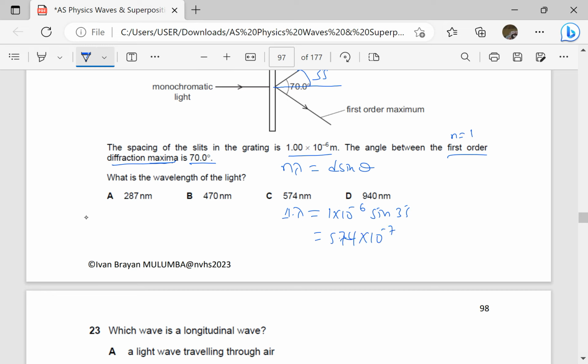The answers have been quoted as nano, but even if I don't change to nano, I see that the answer will be C. Because when you change this to nano, you divide this by 10 power negative 9, which gives us 574 nanometers.